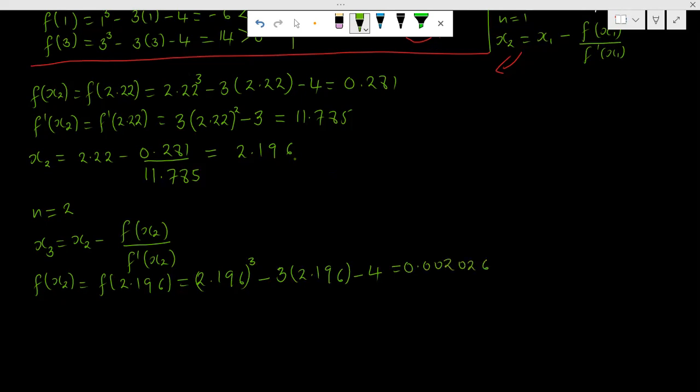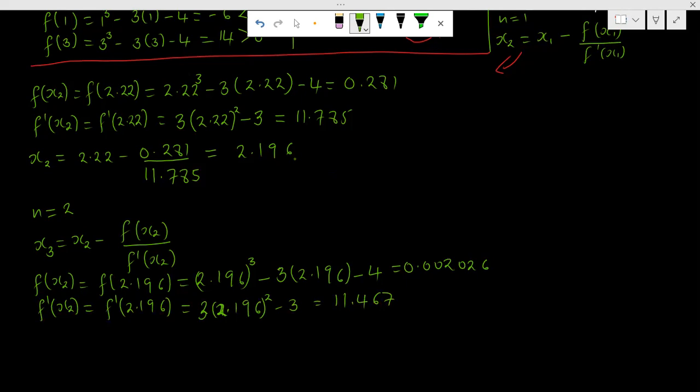Then you also need to evaluate our derivative f prime at x2, which is equal to f prime at 2.196, which is equal to 3 times 2.196 squared minus 3. And the value of this will be equal to 11.467.